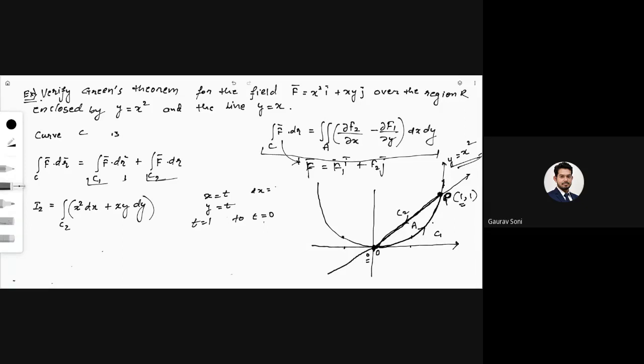dx will become dt, dy will also become dt. So this is equal to the integration from 1 to 0 of t square dt plus t square dt. So this is 2 times t cube by 3 from 1 to 0. So this is 2 in bracket minus 1 by 3. So this is minus 2 by 3.